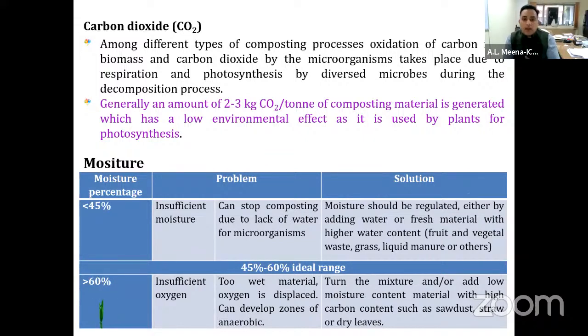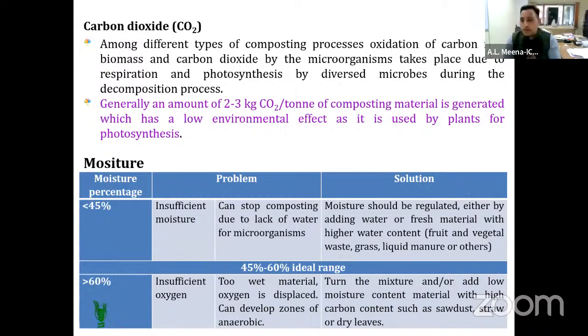Now coming to the moisture, moisture is an important part of your composting process. The ideal range for the moisture percentage is 45 to 60%. Like in the case of your field, where you say that field capacity moisture should be there, in our case of composting material, the moisture percent should be between 45 to 60%.